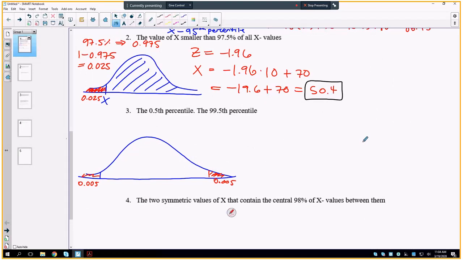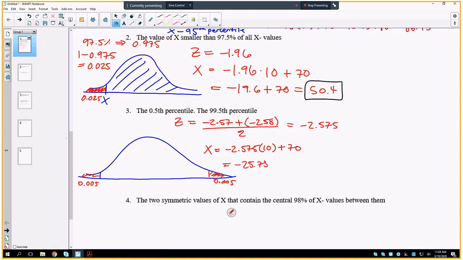And I know how to find that average. Z is minus 2.57 plus minus 2.58 and divided by 2. So that should be minus 2.575. And I can plug that into my formula. That means x is equal to minus 2.575 times 10 plus 70, equal to minus 25.75 plus 70, equal to 46.75.